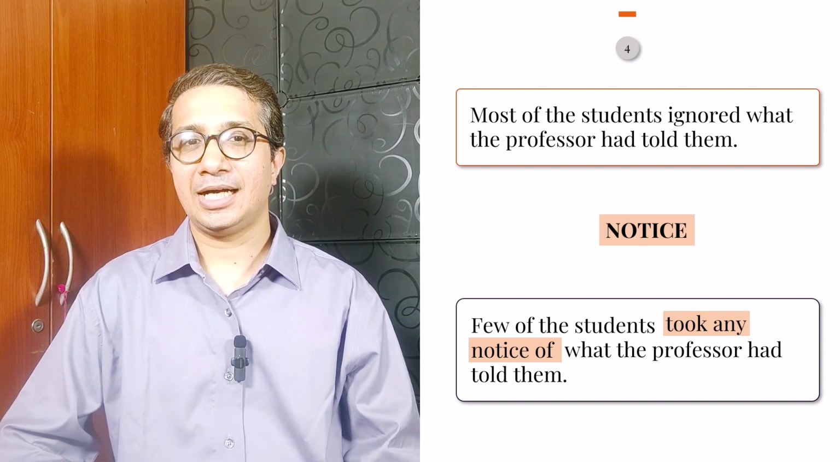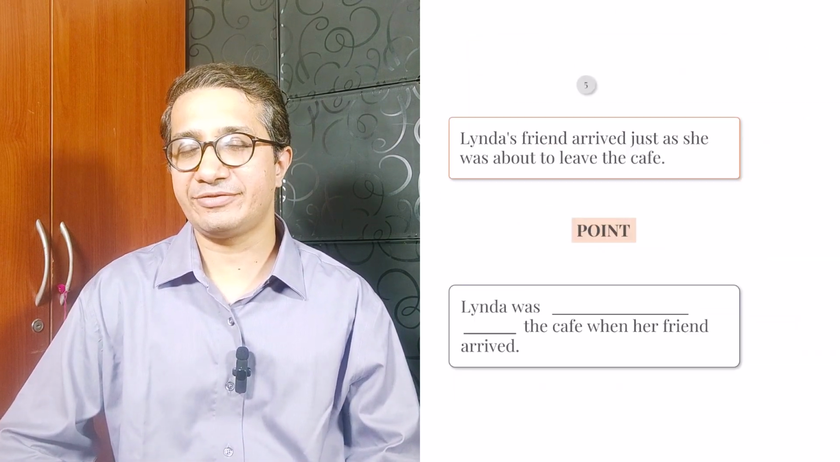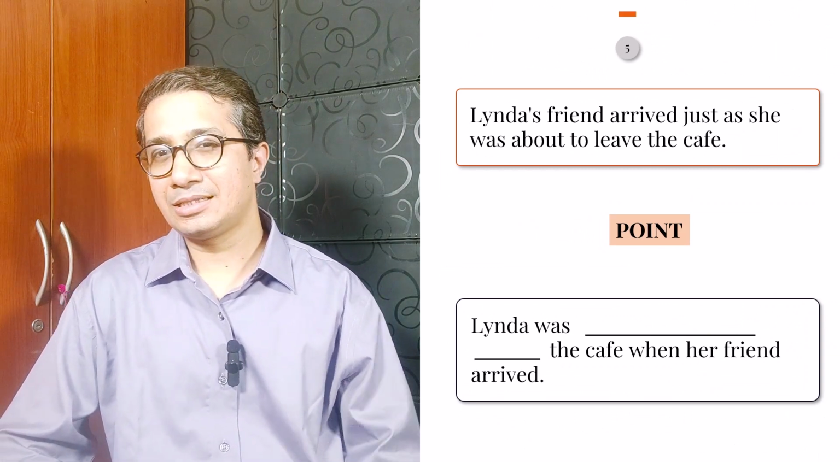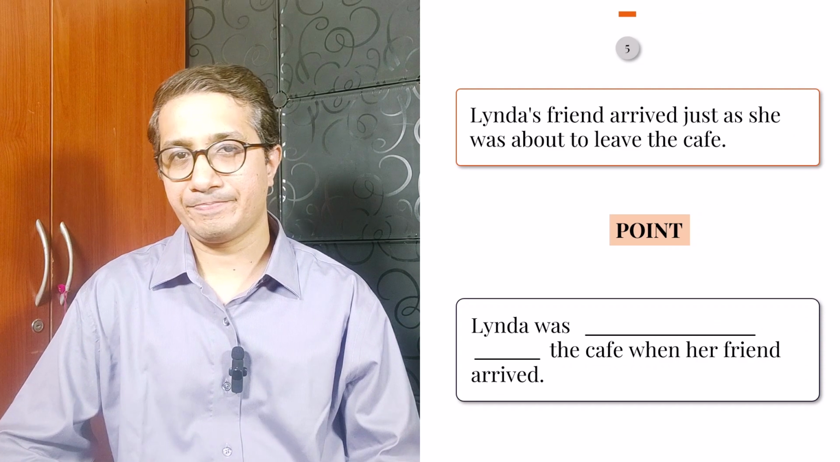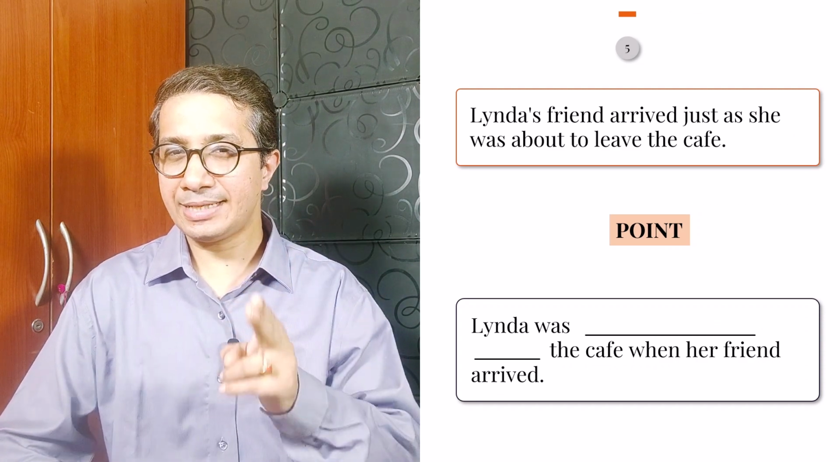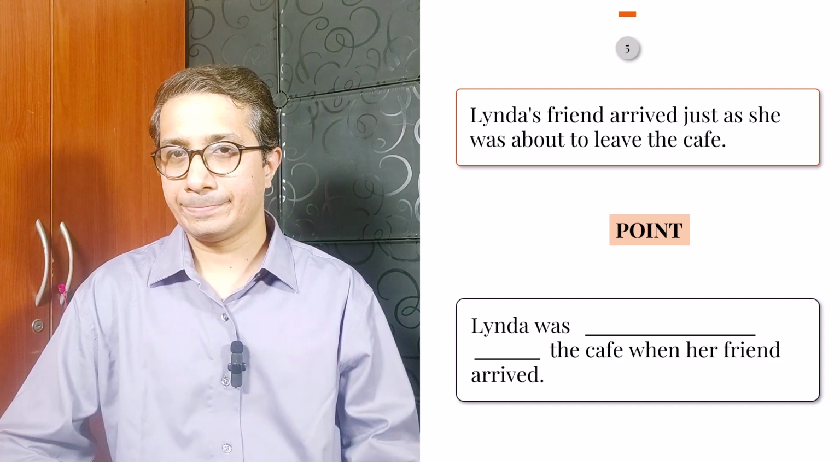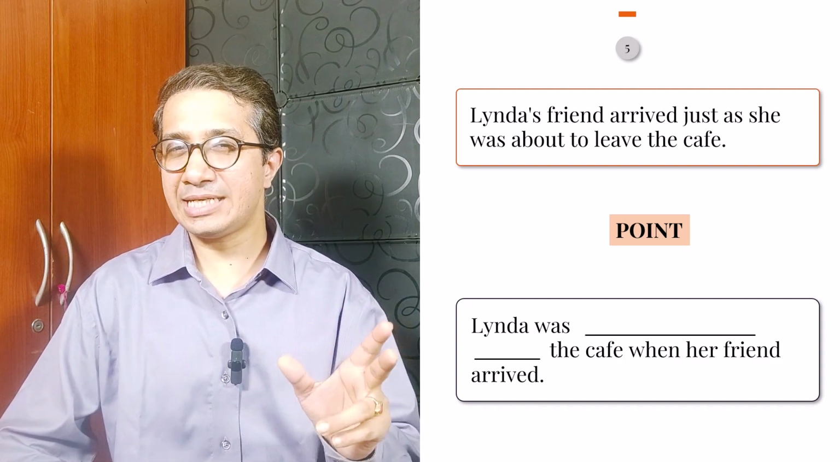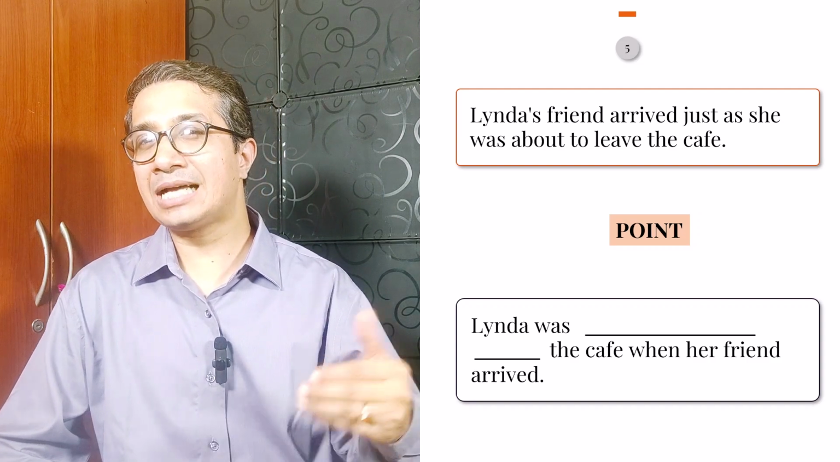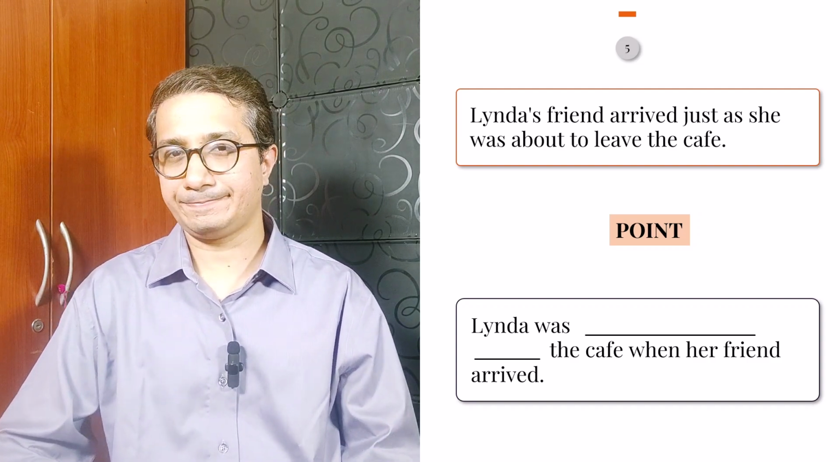Halfway, number 5. Linda's friend arrived just as she was about to leave the cafe. So there are two actions, one entering, one leaving, and both are happening essentially one after the other.